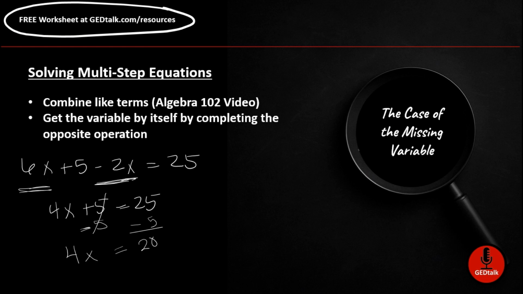Now I can get that x truly by itself, getting rid of this 4. It's multiplying. What's the opposite? Division. So on this side, I'll divide by 4. It'll cancel itself out. And on this side, I divide by 4. So now I have x equals 20 divided by 4, and that will give me 5. So let's look at another one.